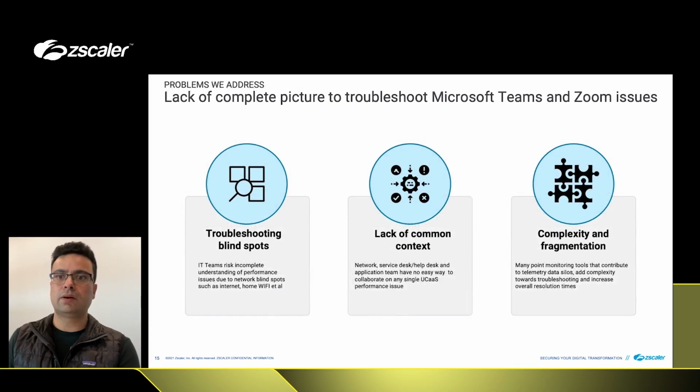So let's double click on what we are doing in terms of broader UCaaS monitoring. The biggest challenge that organizations face today with UCaaS applications is that every user is spending too much time on them. And when users are not able to collaborate with each other, whether this is due to bad audio quality or the shared content is not visible or it's freezing, end users are not happy.